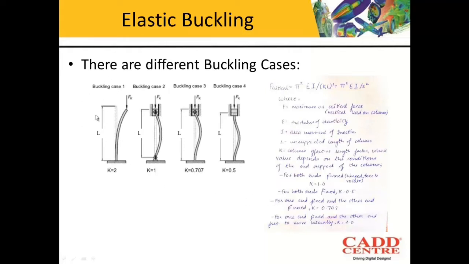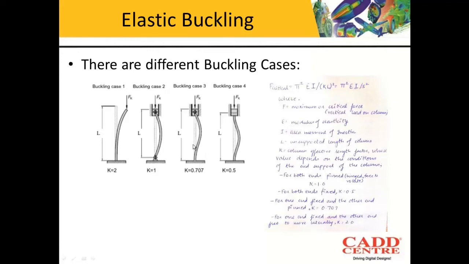So if you have such a condition in your design, the K value is considered to be 2. If one end of the beam is fixed and the other end is free to move laterally, K is taken as 2. In the second condition, if one end is pin supported and the second end is also pin supported, if both the ends are pinned, the K value is taken as 1.